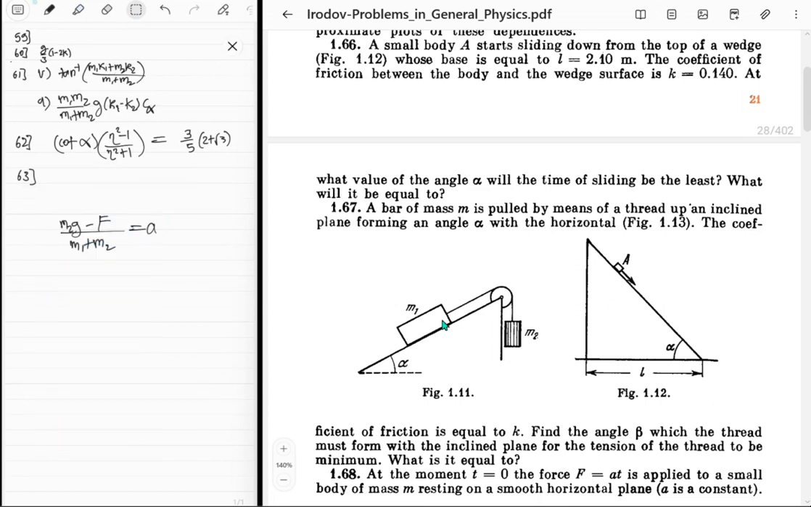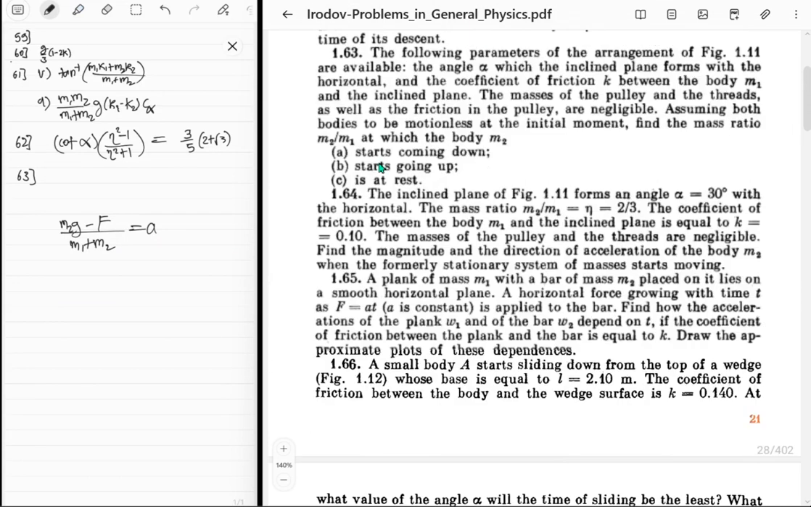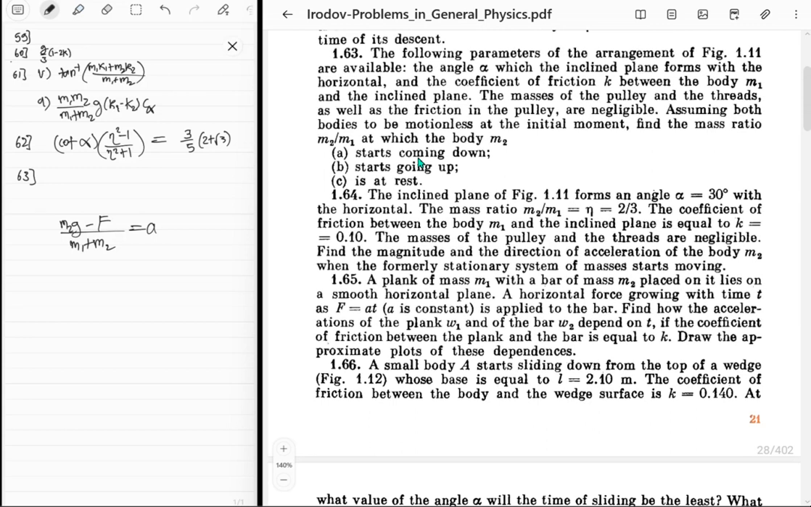Okay, so now we have cases. So first case was what? 63rd, right? It starts coming down. So if M2 starts coming down, then M1 is going up. So friction force is definitely just positive, so it's down the incline. Right. So for what mass ratio will this happen?